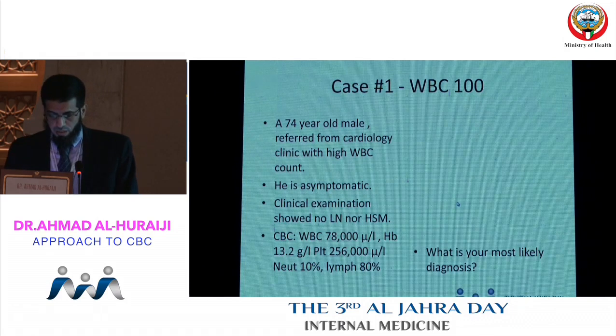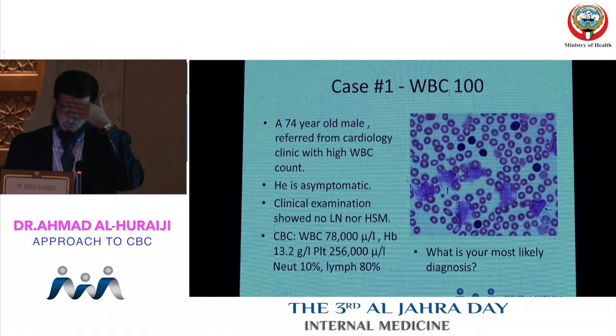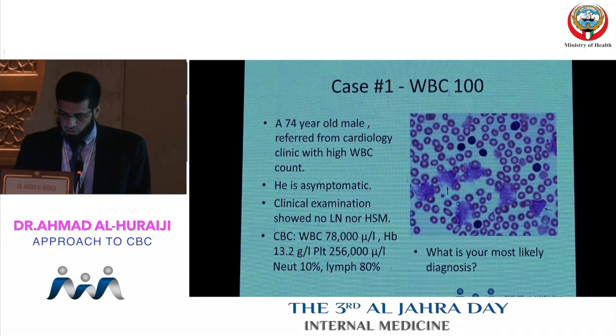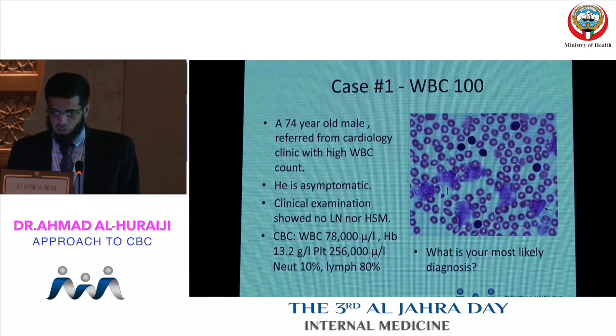So shifting gears to WBC count abnormality, a 74-year-old male referred from cardiology clinic with a high WBC count. He is asymptomatic. He has no lymph nodes and no splenomegaly. His WBC count was 78,000, hemoglobin 13.2, and platelets 256, mainly with a lymphocytic predominance. As you can see, this smear shows small rounded mature lymphocytes and smudge cells.